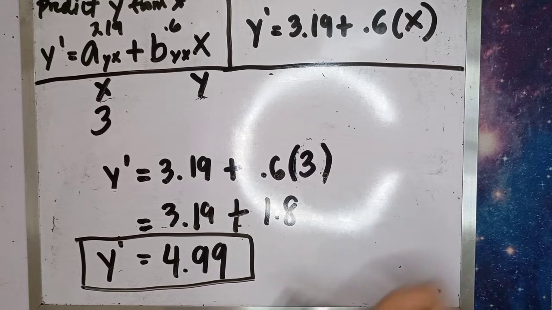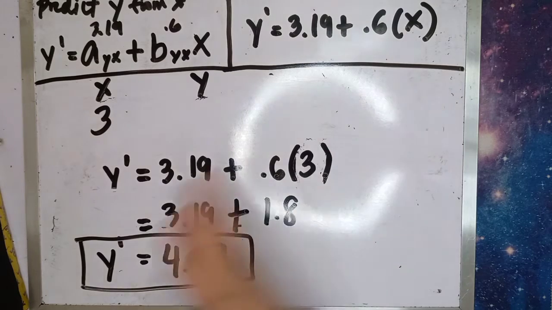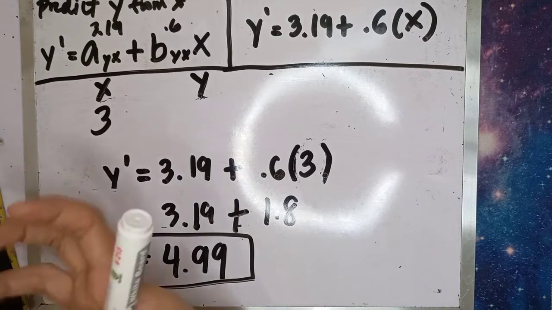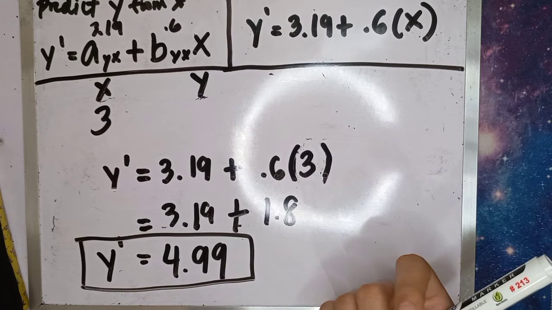Yan ang purpose ng linear regression. Nalalaman natin ang value ng isang variable given the value of another variable. Given, again, na dapat correlated sila. Pag hindi correlated, wag na. Hindi pwedeng gamitan ng linear regression kasi walang sense na i-predict mo yung isang variable sa isang variable kung wala naman silang association to each other.